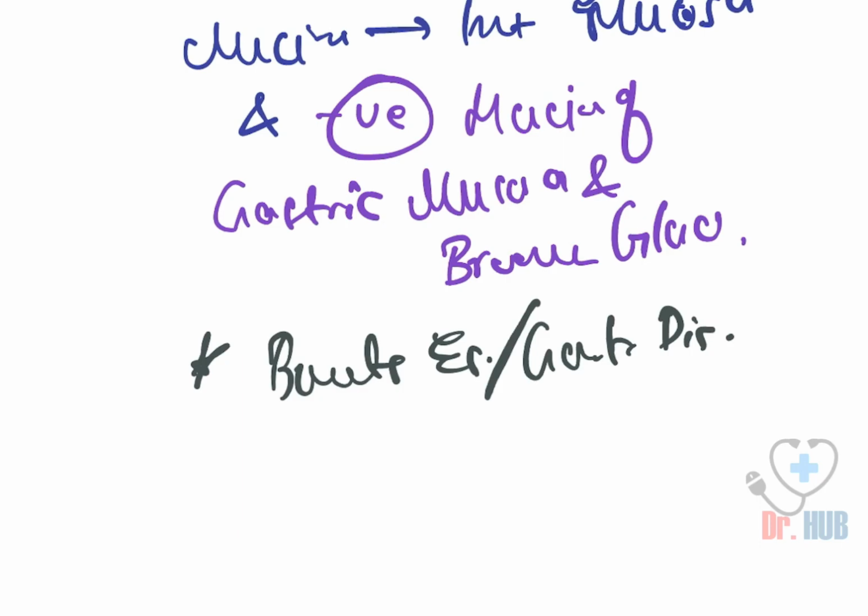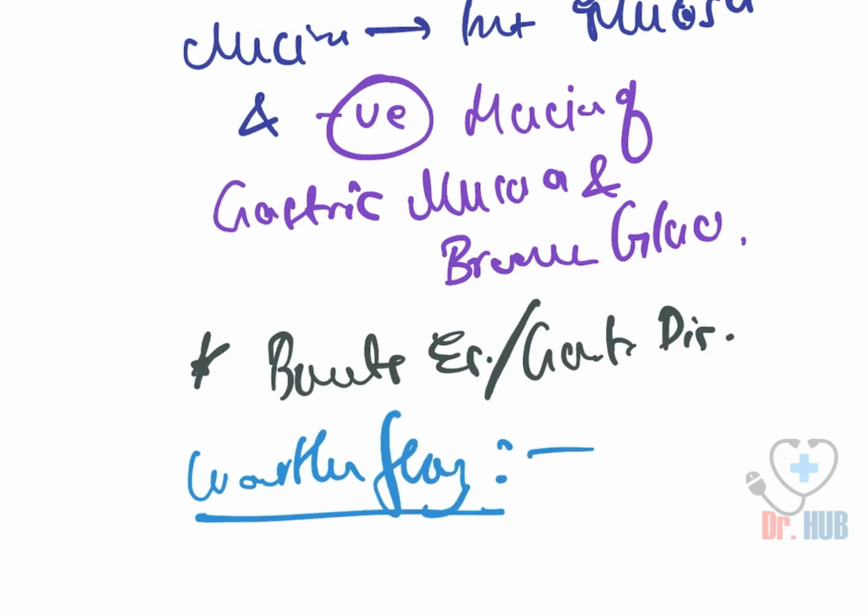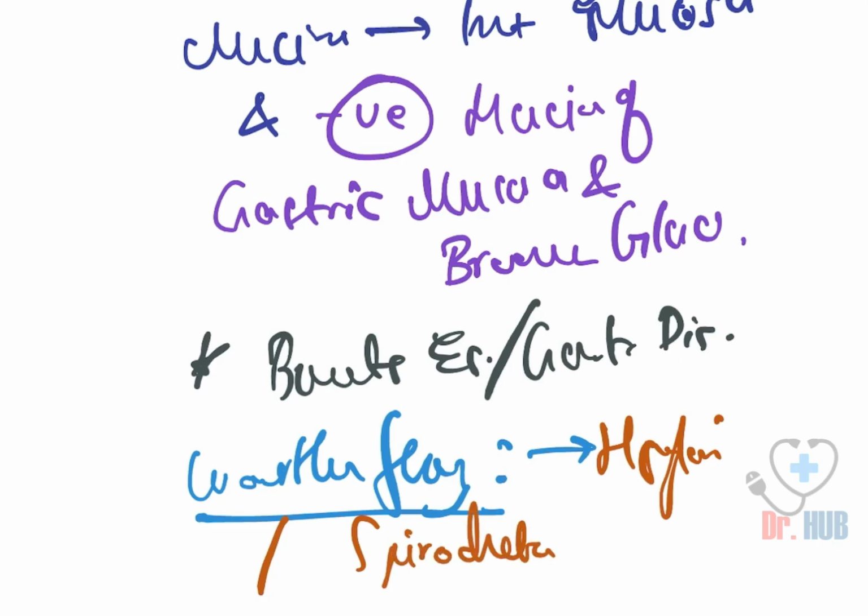The next question we asked was, where is the Warthin-Starry stain seen? So this is seen in case of the H. pylori as well as the spirochetes.